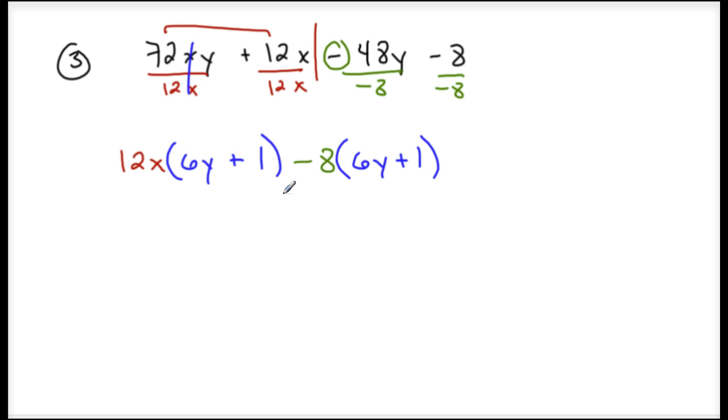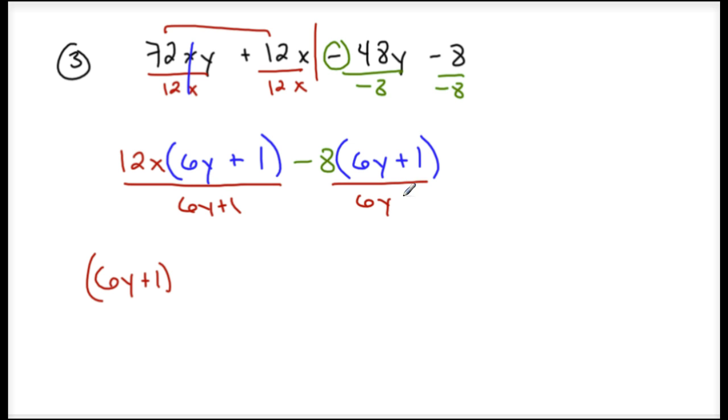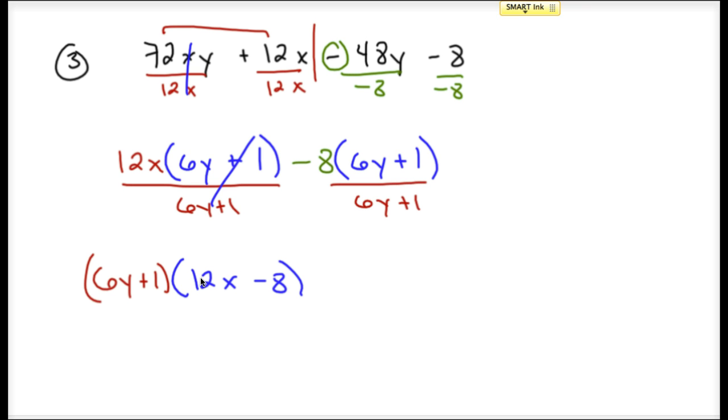Okay, so now I have 2 terms. They both have the quantity 6y plus 1 in common. So I'm going to factor out the quantity 6y plus 1. If I factor out 6y plus 1 from both of these, the question becomes, what's left? For my first group, 12x minus 8. So in this problem we had 6y plus 1, the quantity, and the quantity of 12x minus 8.